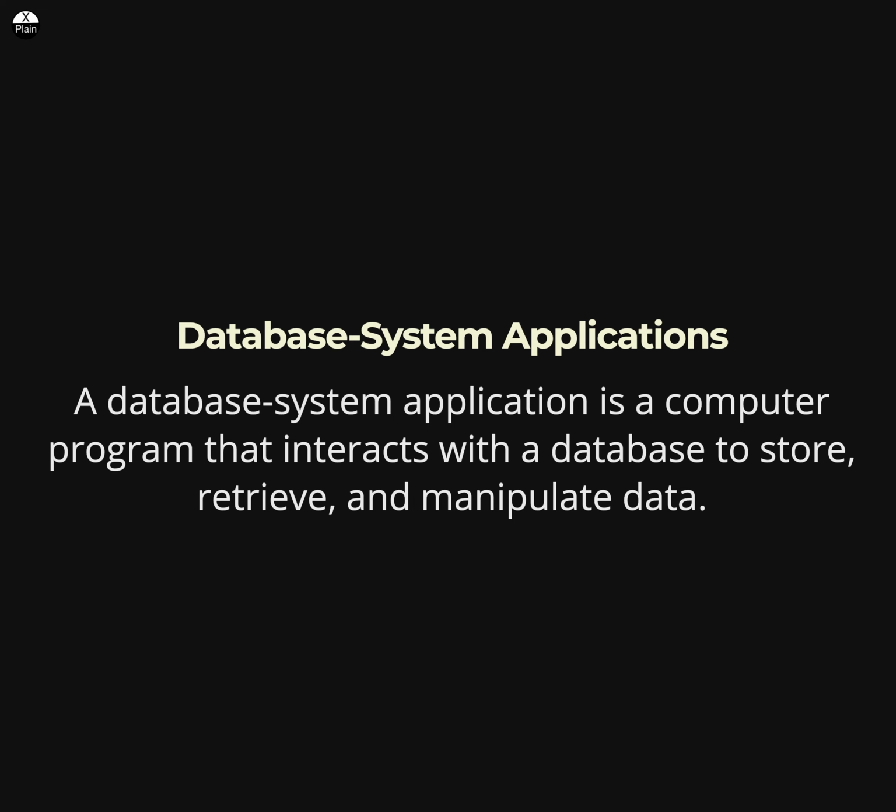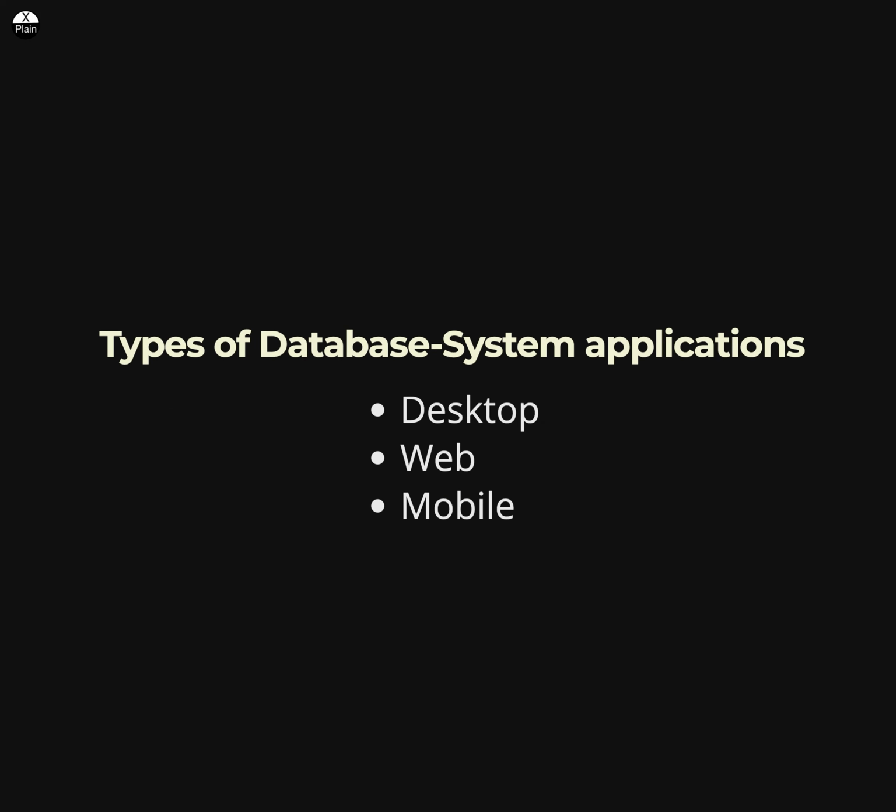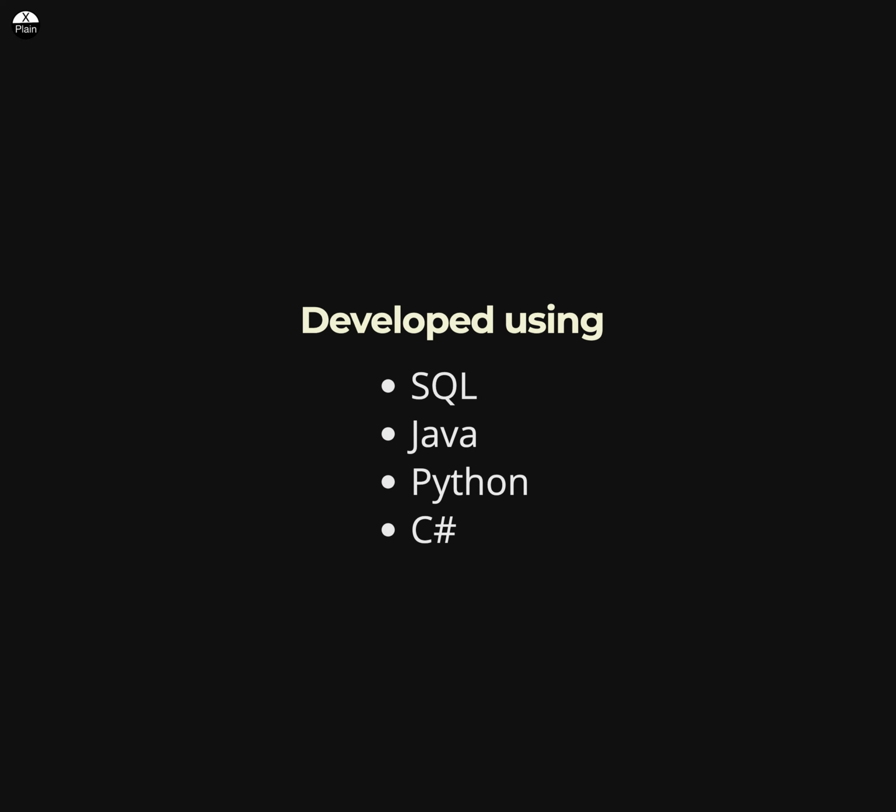These applications are typically used to manage large amounts of structured data, such as customer information, inventory records, and financial transactions. There are many different types of database system applications, including desktop applications, web-based applications, and mobile applications. These applications can be developed using a variety of programming languages and technologies such as SQL, Java, Python, and C#.